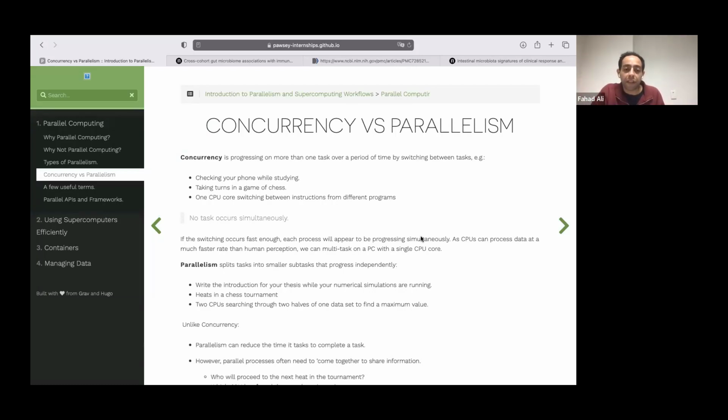So the examples given here are checking your phone while studying. So you are studying, but you look at your phone, then you look back to whatever you're studying, or when you're playing a game of chess, so you're taking turns. In a computational sense, what it actually refers to is you have one CPU core that is handling different programs. So as the example I gave earlier, on my laptop now, I've got the browser open. I've also got Zoom open. So the computer is actually executing instructions for the browser, then executing instructions for Zoom.